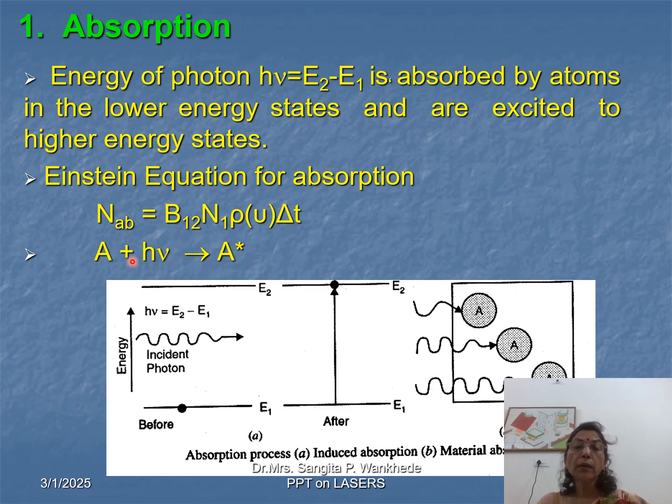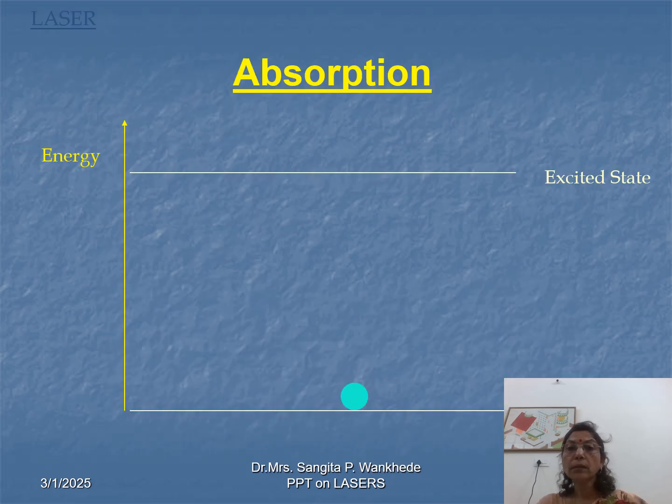In this process, stimulated absorption, the lower state atom is indicated by A, and A plus h mu gives A star, where A star is the atom in the excited state. Here the photon interacts with this atom, and the atom goes to the upper energy level. This is stimulated absorption.